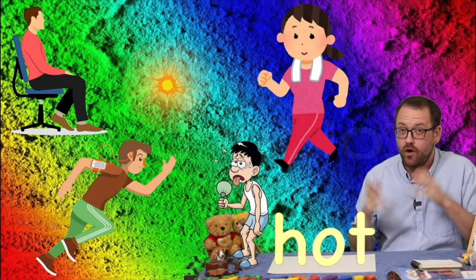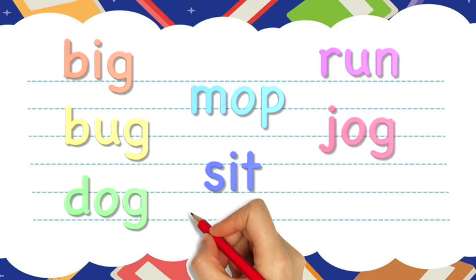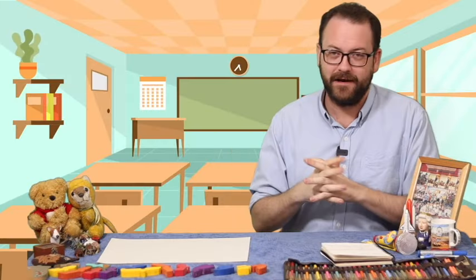Then you can have a go at dog. That's right, dog. Then you can have a go at writing mop. Then you can write sit. That's right, sit. Then run and jog. Finally, you can practice writing hot. See if you can have a go at writing those words on your paper. Okay, good luck.